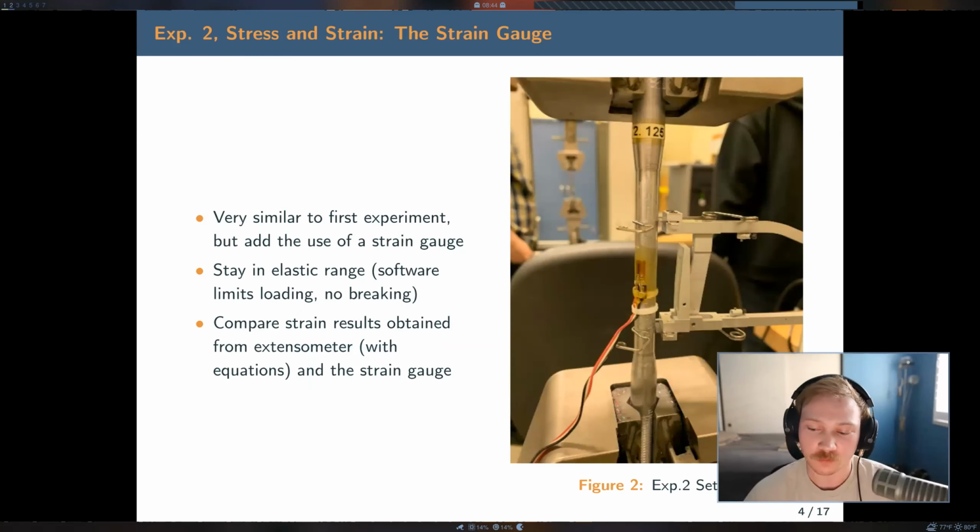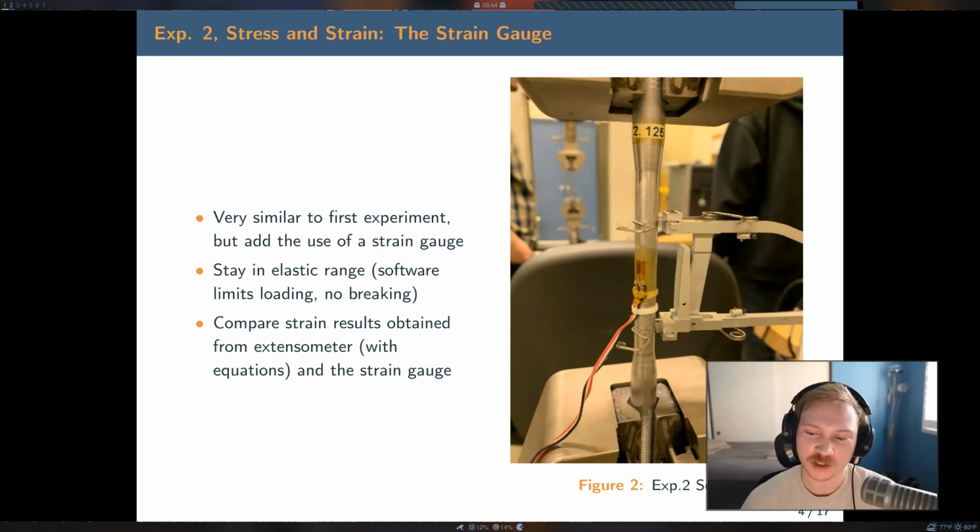Alright, the second lab is really similar to the first lab. We're pretty much doing the same thing. You see that we have the same tool here, the extensometer, but we're going to add on another tool, which is this strain gauge right here. This time around, we're not going to break the rod. I think for this one we only use aluminum, so we're only testing one material this time. We're going to measure strain using both of these tools, compare them, and see which is more accurate to the theoretical model that we have.